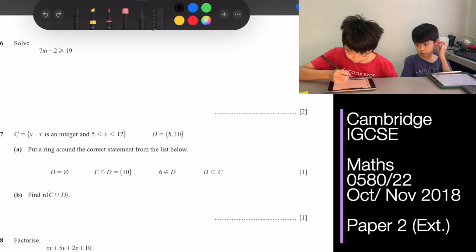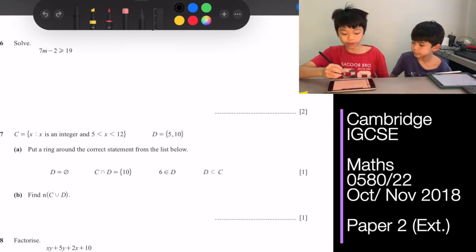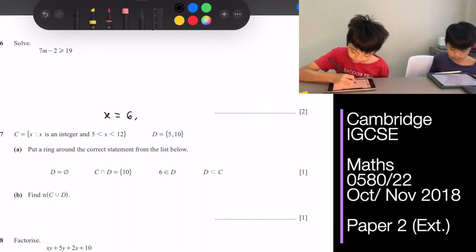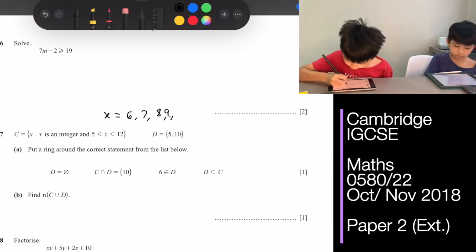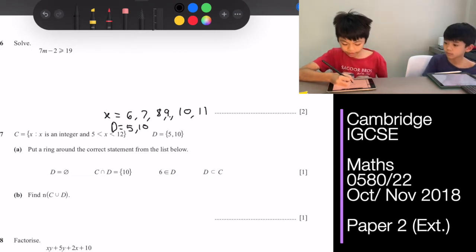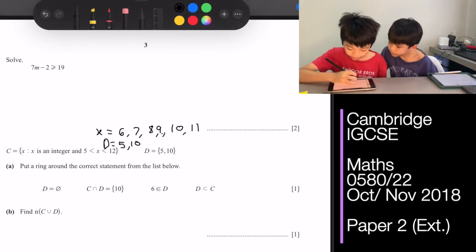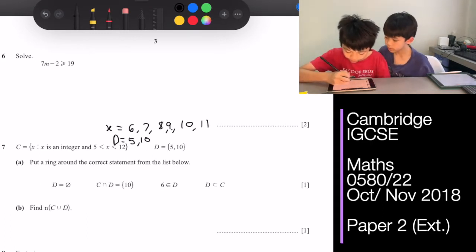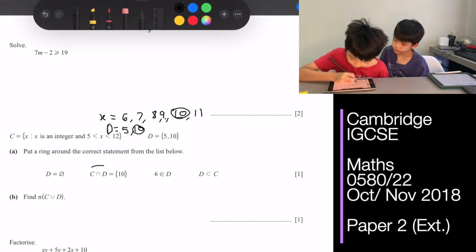Okay, so it's C intersect D is 10. This is because C intersect D is like C and D. What numbers are in C and D? Okay, so X can be 6 because they never put in a bigger or equal sign. So it can be 6, 7, 8, 9, 10, and 11. And D is only 5 and 10. Since X has more numbers, we'll compare D with X. But 5 is not in the list of X. But D has 10 in it, and X also has 10 in it. So it's 10 and 10. So it's C intersect D.